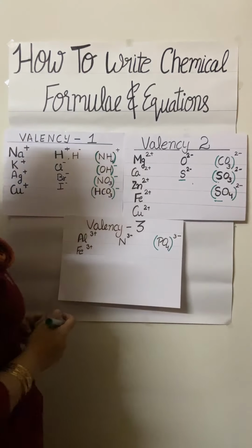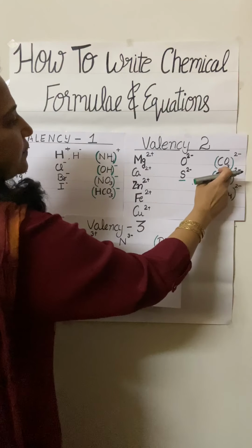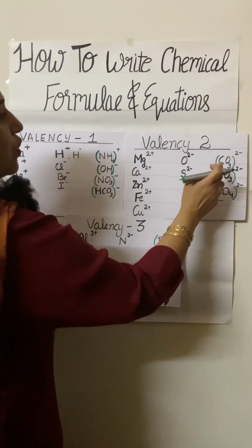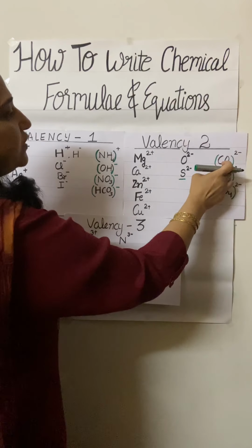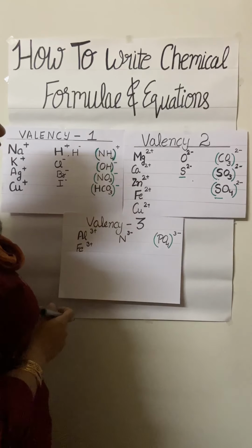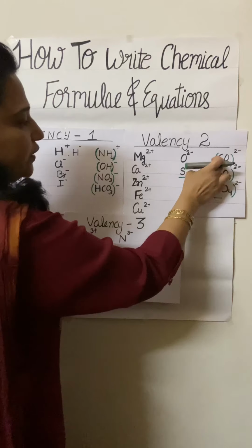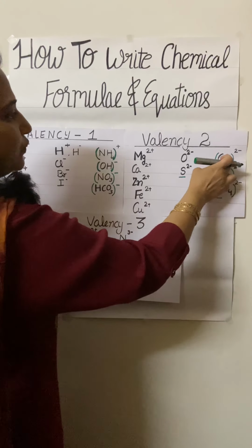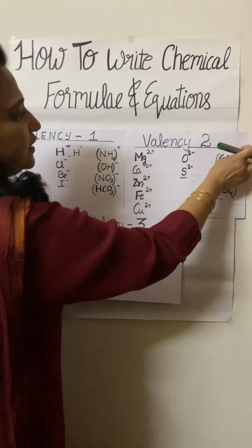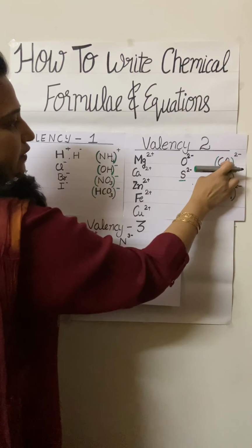Now let me make clear what polyatomic ions are, children. Polyatomic ions are composed of 2 or more than 2 atoms combined together by covalent bonds, but they act as a single unit. They act as a single unit means this valency 2 is for the entire unit.